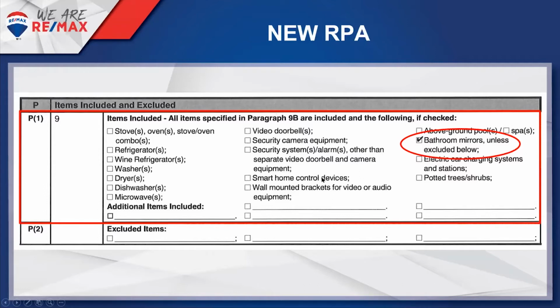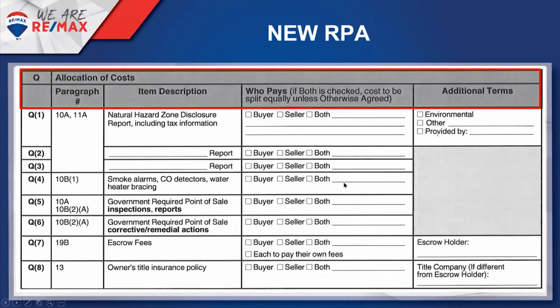The mirrors will be included unless excluded. So if you exclude them, then that will remove the validity of this check mark. Okay. Excluded items, that's where you list those. All right.